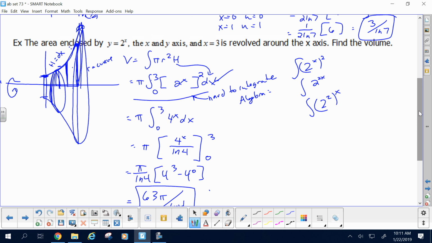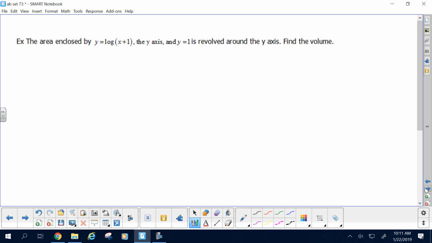That makes your integration life a lot easier. If you just play with a little algebra, it's a heck of a lot easier to integrate 4 to the x than 2 to the 2x. All right. Try this one on your own, and we will be done.